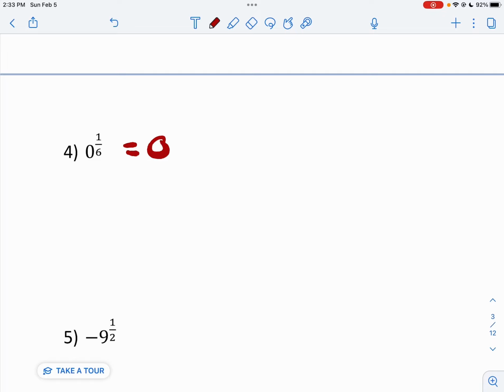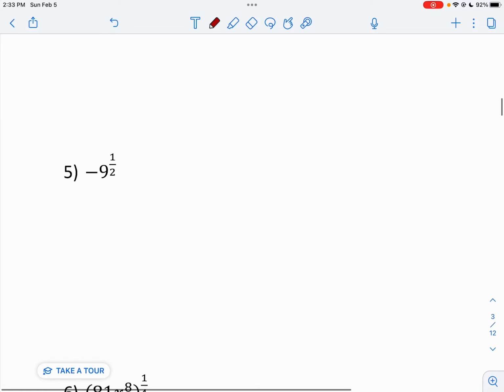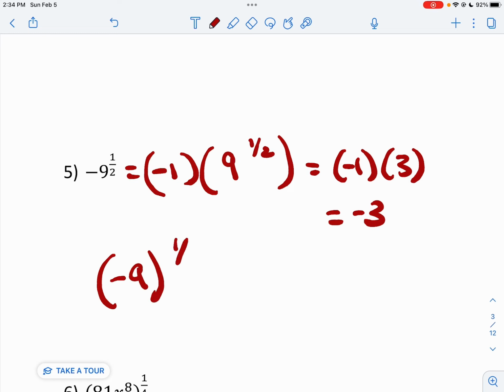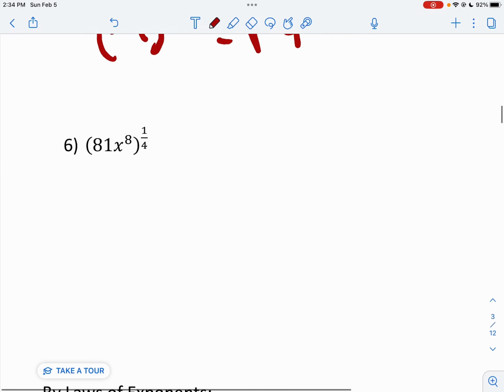0 raised to any positive power is 0. Now this one, we have to be careful with the negative. The order of operations would say I would do the exponent first. And this negative on the outside is like it's being multiplied by -1. So if you wanted to rewrite this, you could as -1 times 9 to the 1/2. 9 to the 1/2 means the square root of 9. So this is -1 times the square root of 9, which is 3. So this is -3. Notice this would be different if I gave you this. This says take the square root of -9, which as of right now we'd say does not exist. Okay, so those are two different problem types that we'd have to be thoughtful of here.